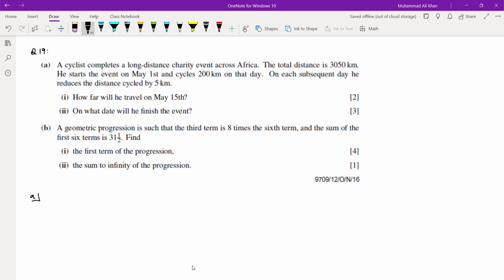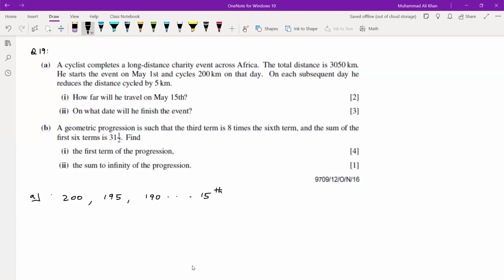अब सुनिएगा. The first day is 1st May, को इसने कितना distance cover किया? 200. Right? Second day को कितना cover करेगा? 195. Third day को कितना cover करेगा? 190. It's an arithmetic progression. 15th May को हमें T15 calculate करना है.